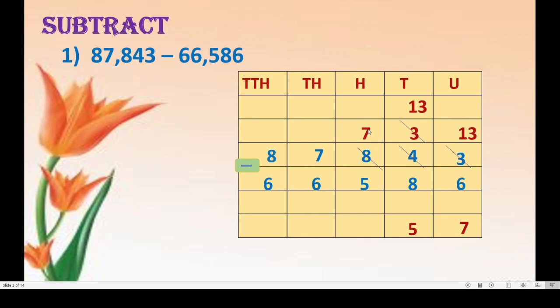Now in the hundreds place, 7 minus 5. Very simple. So that is 2. Now in the thousands place, 7 minus 6, that is 1. And in 10,000s place, 8 minus 6, that is equal to 2. Now we will read the answer, that is 21,257. Isn't it? Okay, same procedure we have to follow in word sums, word problems with subtraction.